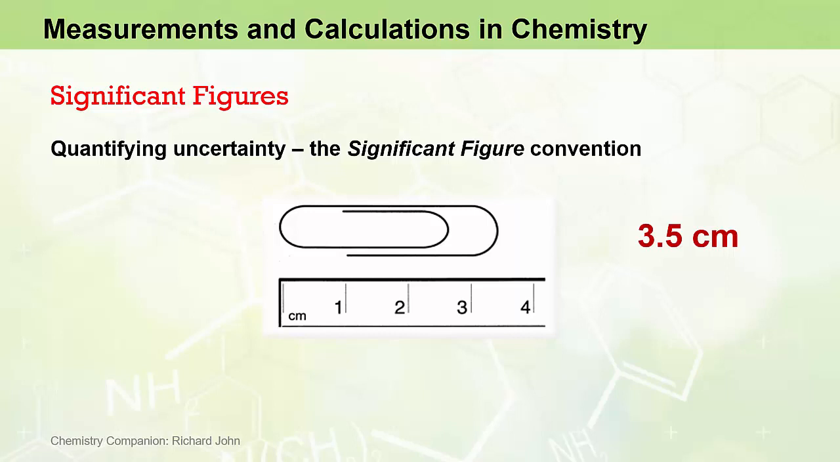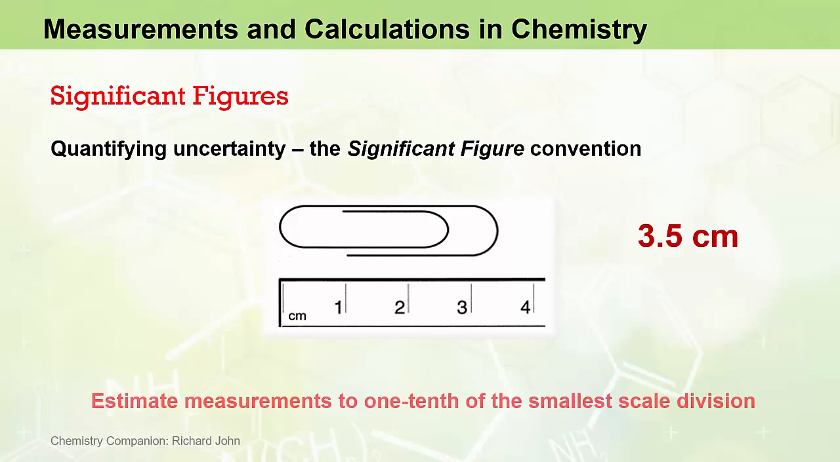But in order to achieve a more accurate reading, we have to make an estimate between these two values. In general, we should estimate measurements to within 1/10 of the smallest scale division of the instrument we are using. Hence, in this case, we estimate the length to be 3.5 centimeters, with the 0.5 being a guess to the nearest tenth of a centimeter.